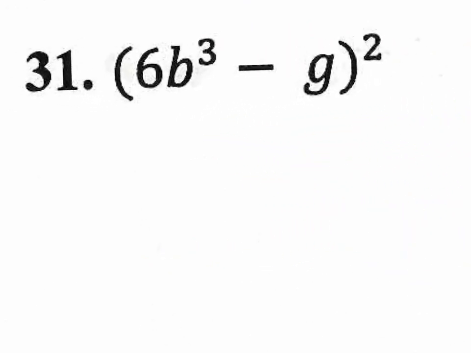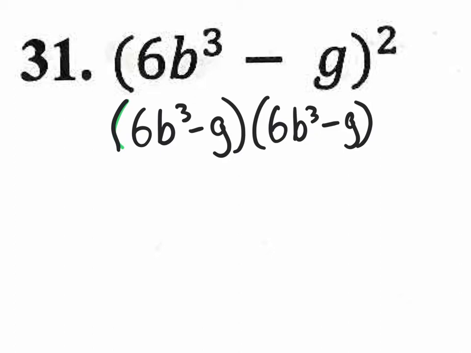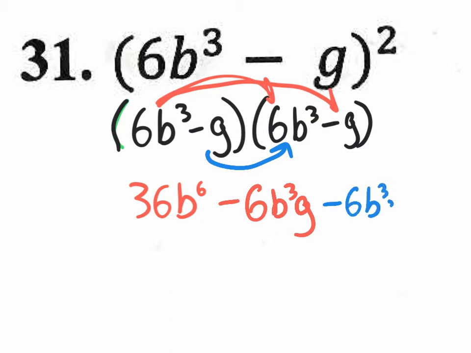But over here, where you actually have to write it twice, I do expect to see some work. So you write it twice, and then you distribute. 6 times 6 is 36. B to the third times b to the third is b to the sixth. You add those exponents. And then 6b to the third times negative g, that's negative 6b to the third g. And then negative g times positive 6b to the third, that becomes a negative 6, b to the third g. So it'll look the same as the previous one. And then negative g times negative g, positive g squared.